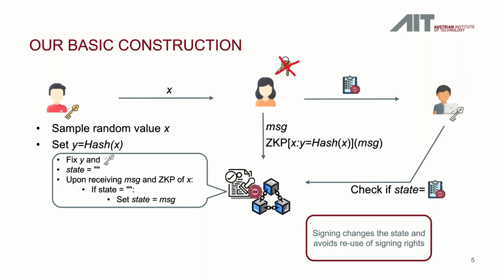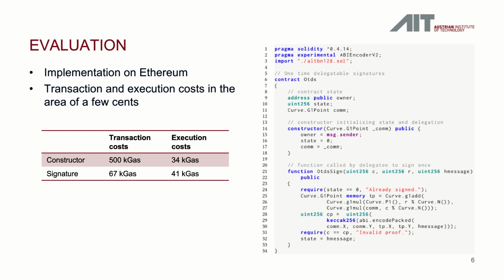The question is now whether this approach is by any means practical. And in order to answer this question, we implemented our smart contract in the Solidity programming language for the Ethereum blockchain. You can see the smart contract here on the right-hand side. And our evaluation shows that all transaction and execution costs are in the area of a few cents to be executed. So the most expensive part is the constructor of the smart contract, which costs about 500,000 gas, and all the other activities are around 30 to 70,000 gas. And in particular, this constructor could be amortized by reusing the same smart contract for many signatures and not setting up a new smart contract for each signature.